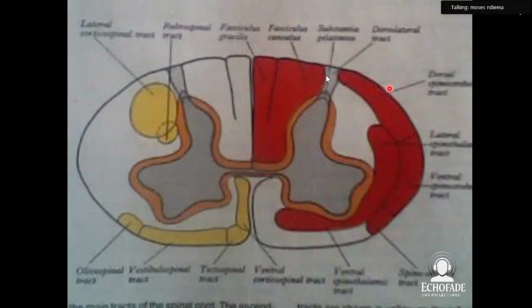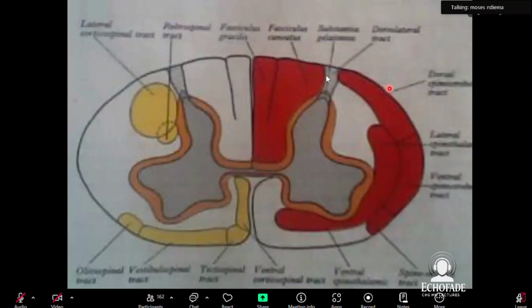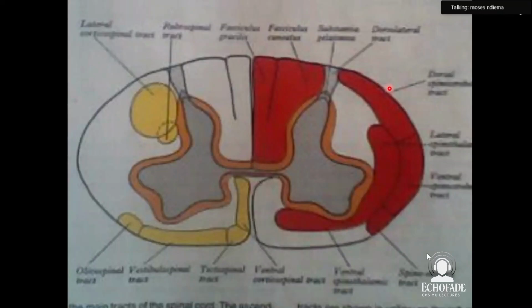In the case of the cervical region, we have eight spinal nerves. In the case of the thoracic, we have 12 spinal nerves. In the case of the lumbar, we have 5 spinal nerves. And in the case of the sacral, we also have 5 spinal nerves and 1 coccygeal nerve. So a total of 31 segments.